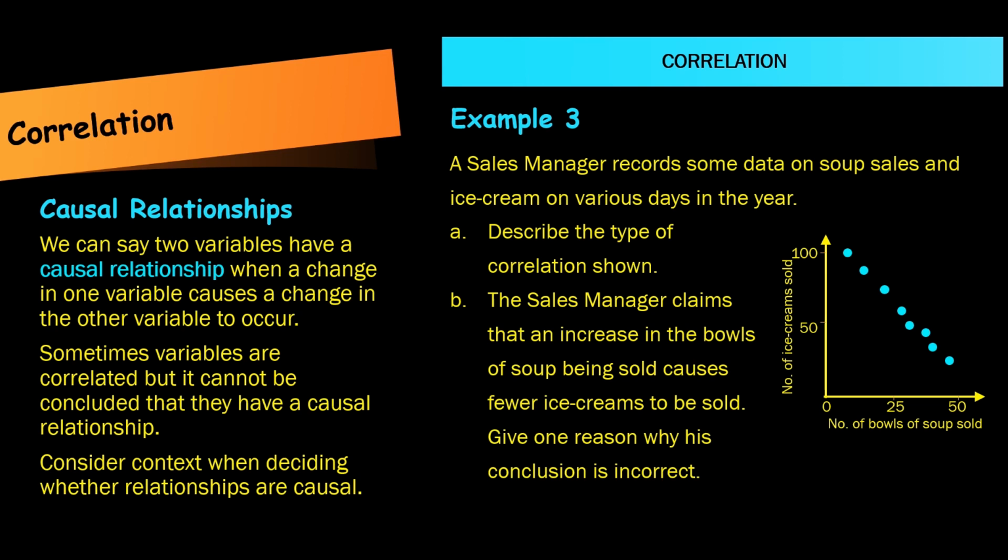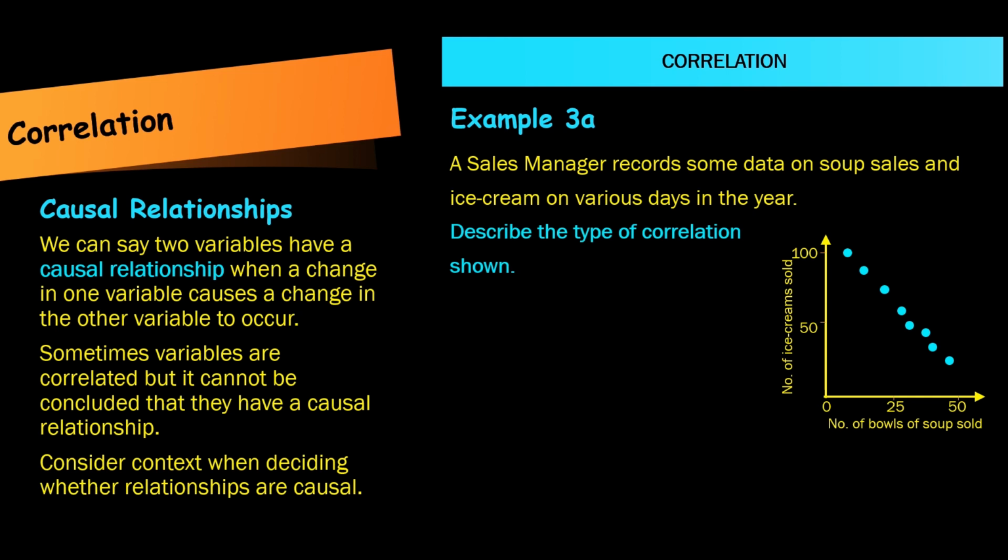Now let's take a look at another example. Pause the video and have a go. Press play when you're ready to view the solutions. So let's have a look at example 3a first. A sales manager records some data on soup sales and ice cream on various days in the year. Describe the type of correlation shown.